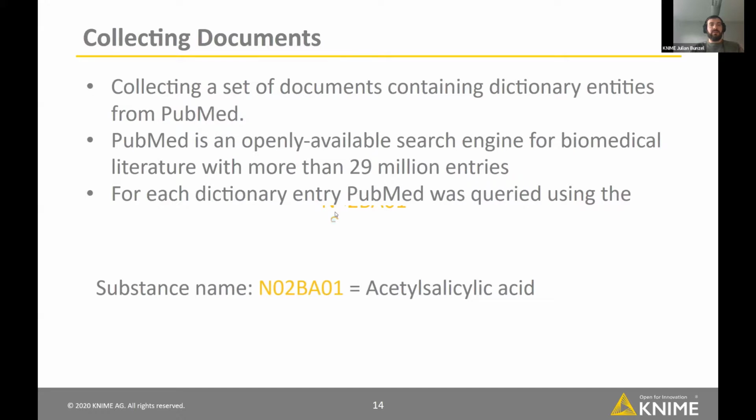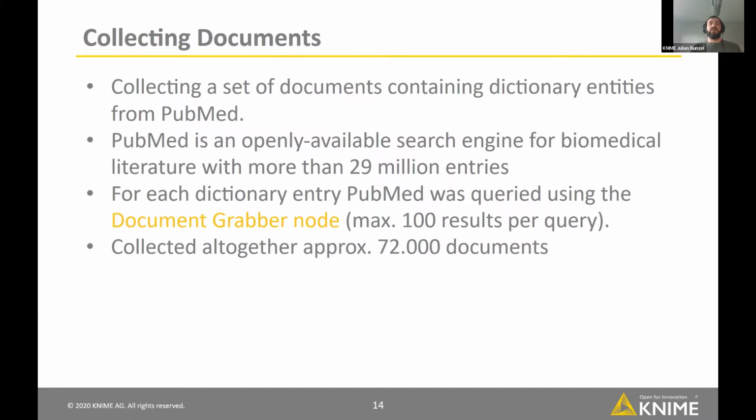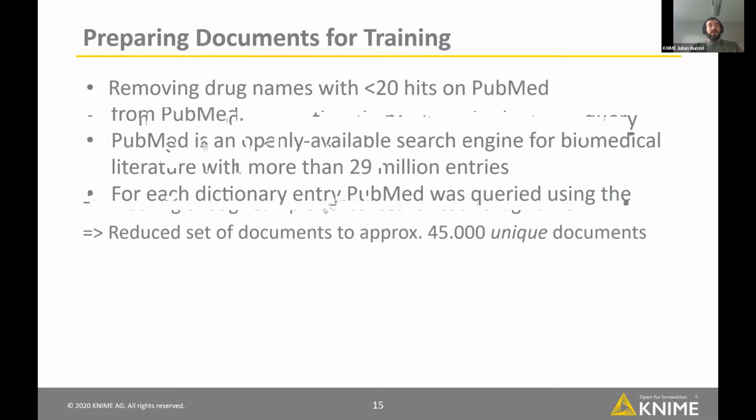But another thing, it is important that you don't use just a random set of documents, but collect a specific set of documents that is based on the entities from the dictionary. And therefore, we will use the document grabber node. And since some drugs have many hits on PubMed, I restricted the maximum number of results per query to 100. So in the end, I have a collection of approximately 72,000 documents. So let me show you the first workflow.